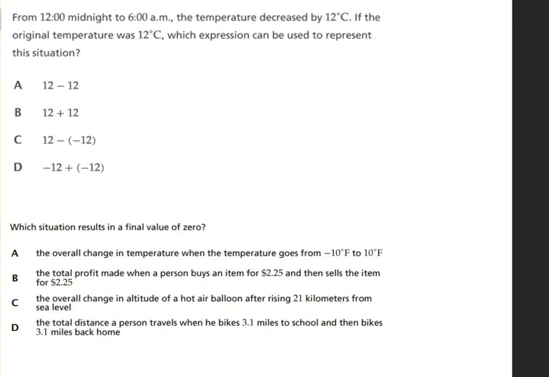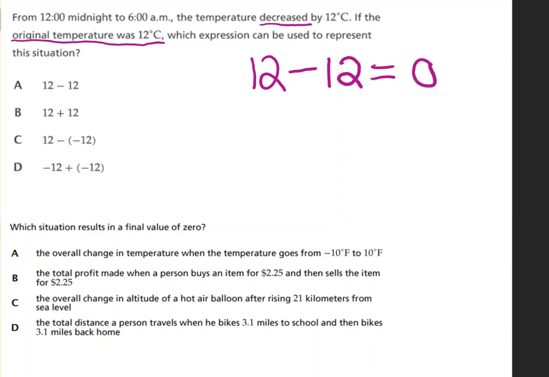So we have a lot of clues that I want to go over in this problem. First, the original temperature was 12 degrees Celsius. So we're starting with 12. The temperature decreased between 12 o'clock and 6 a.m. Decreased, which means went down, or we're using subtraction to represent, by 12 degrees. So I'm starting at 12, but it decreased, or I'm subtracting 12, and that is going to give us 0.